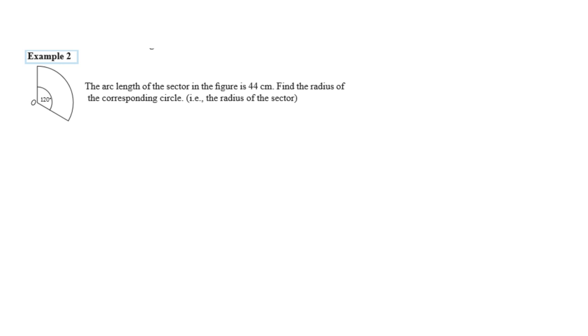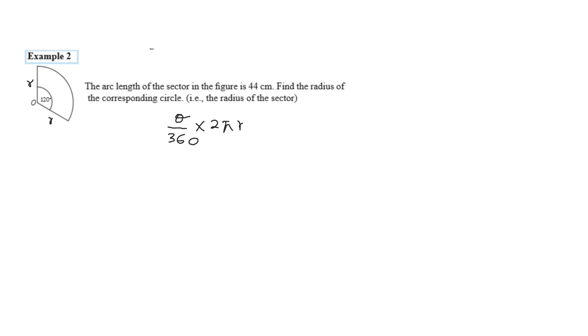Now kids, I am going to explain example 2. Read the question. The arc length of a sector in the figure is 44 cm. Find the radius of the corresponding circle. Right. Now, what is the formula for the arc length? That is theta over 360 into 2 pi r. R is the radius here. I took here r. R is the radius.